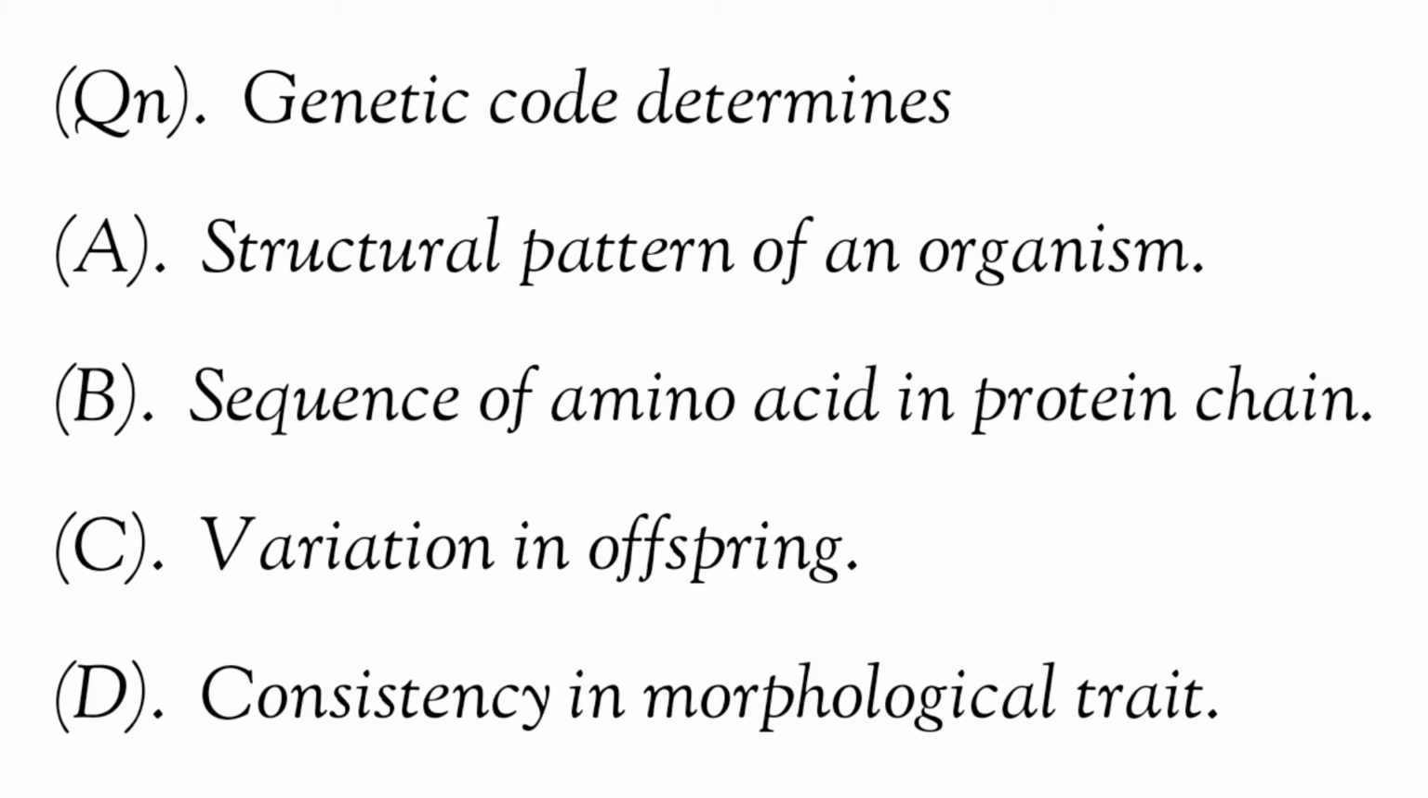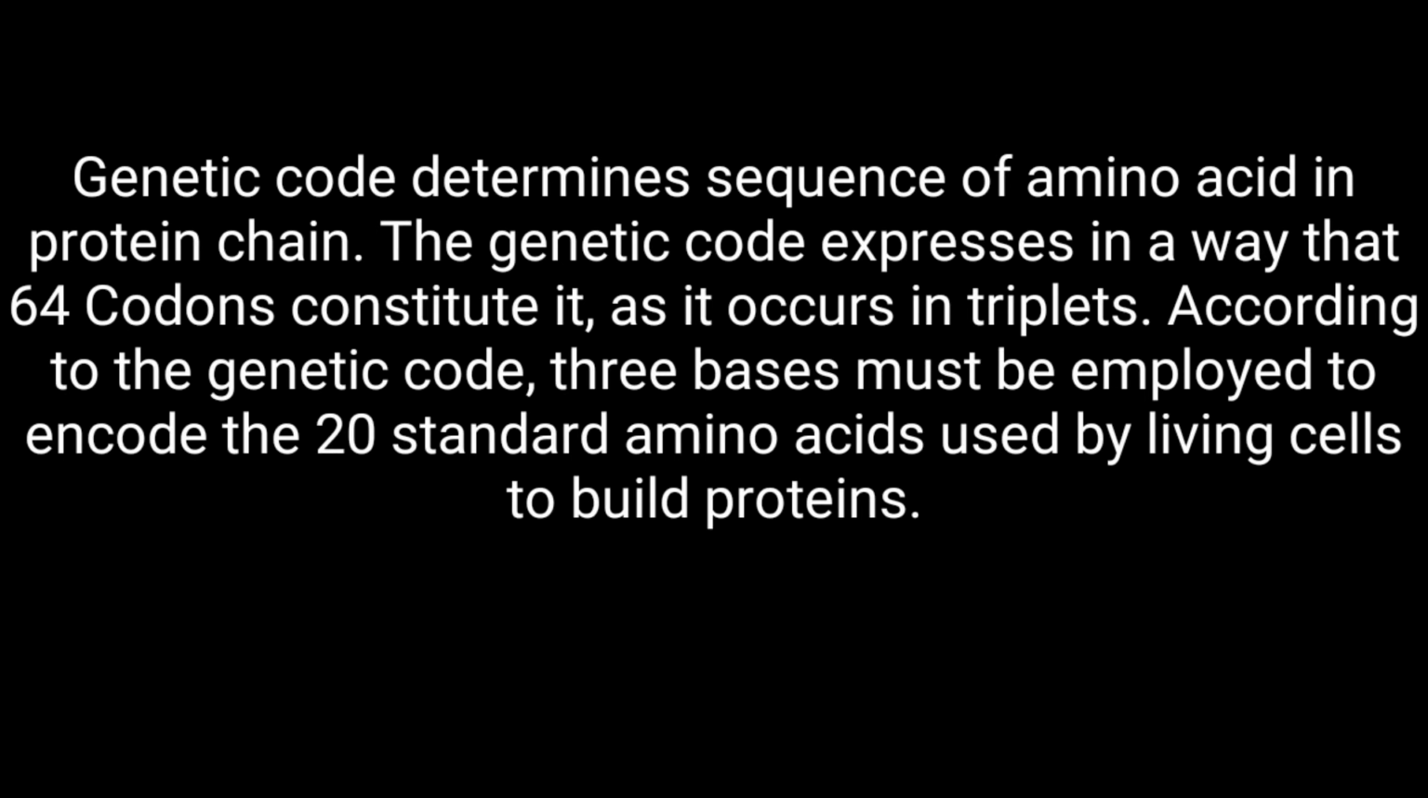Genetic code determines option A, structural pattern of an organism, option B, sequence of amino acid in protein chain, option C, variation in offspring, option D, consistency in morphological trait. Genetic code determines sequence of amino acid in protein chain.